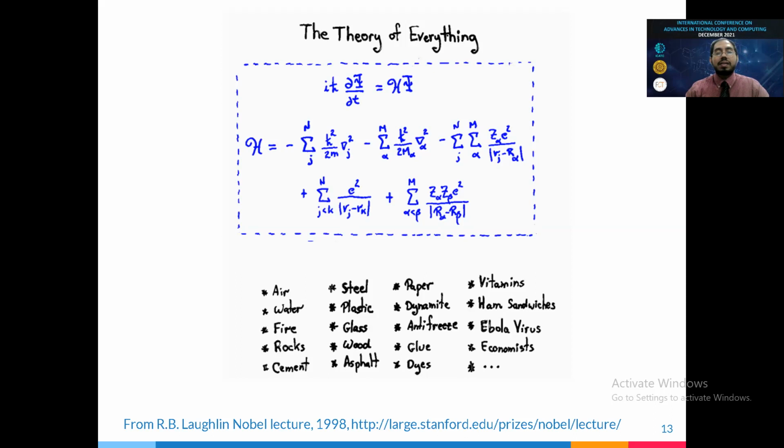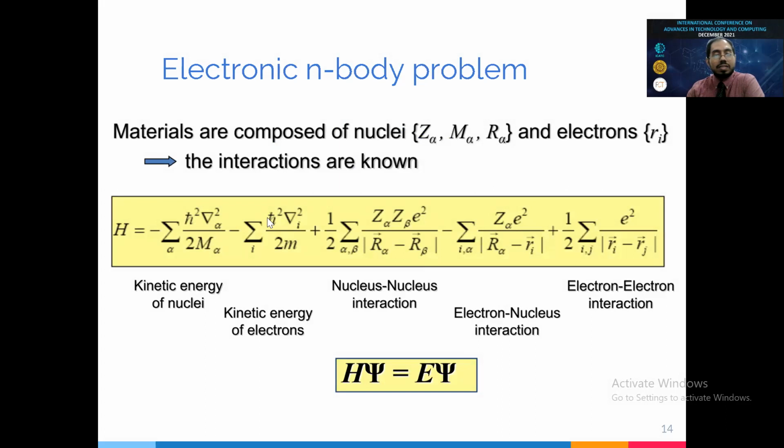Now, this particular Hamiltonian that I told you about, that you want to measure the energy, has a number of components in there, right? You have the energy, the different energies of the nucleus, the different interactions between the nuclei, and the different interactions between the electrons.